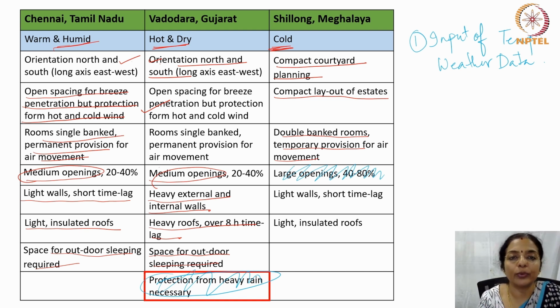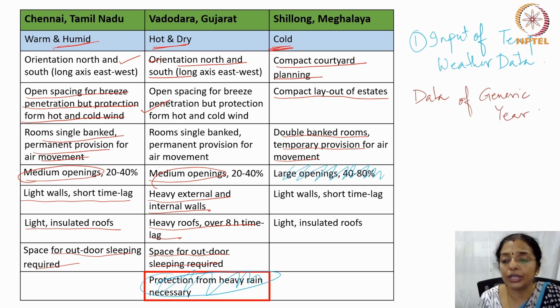Which year's data did you enter? So be very careful to enter data which is generic. Data of a generic year should be entered and not data where during some year there must be something which is out of the norm for that particular place. Do not enter that year to get your recommendations.